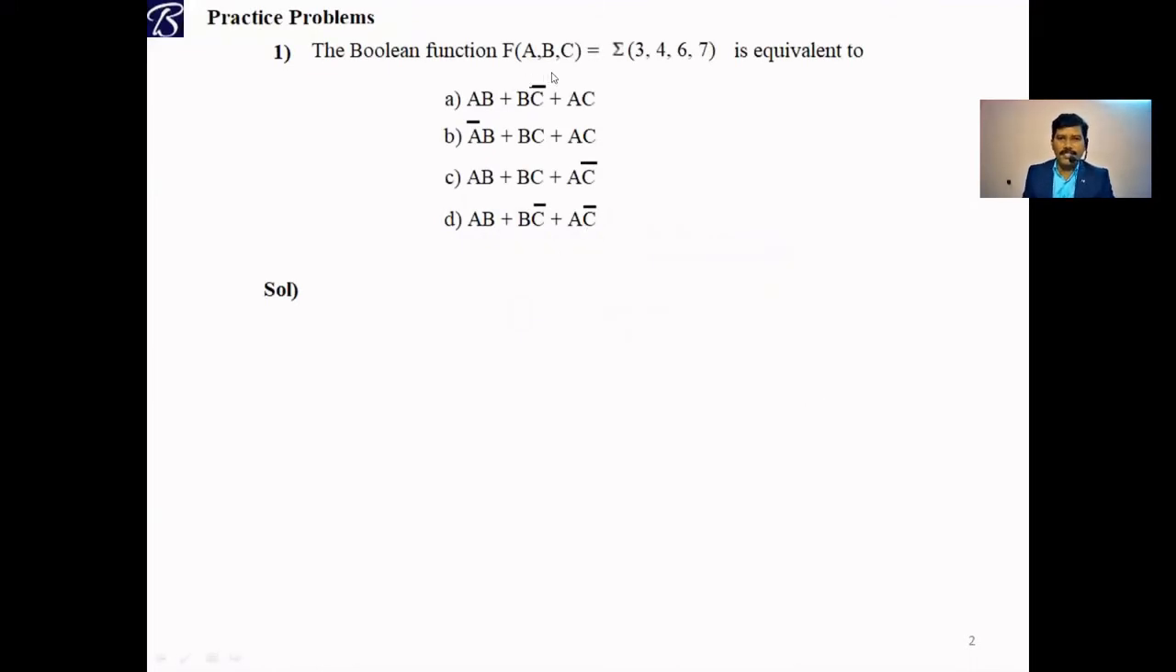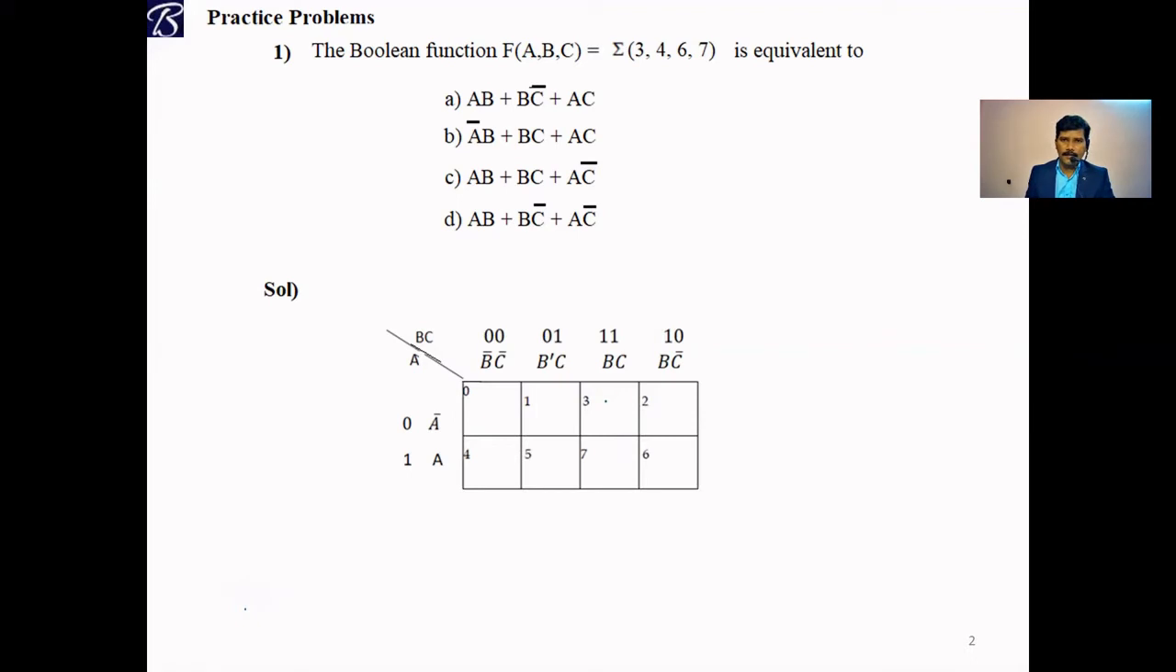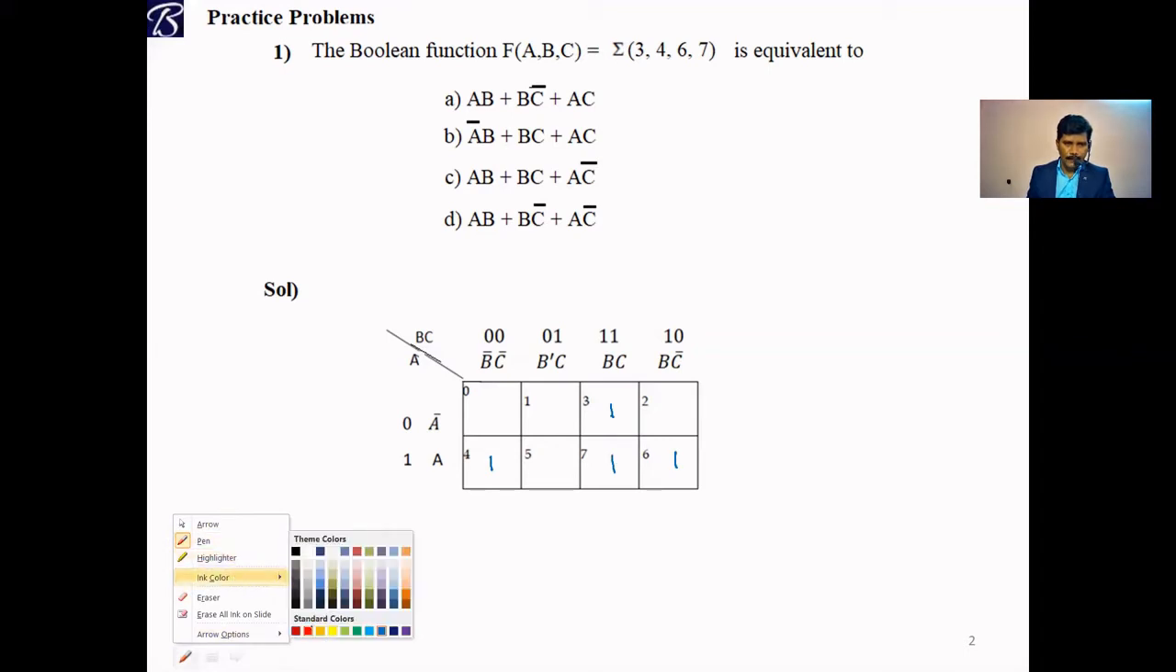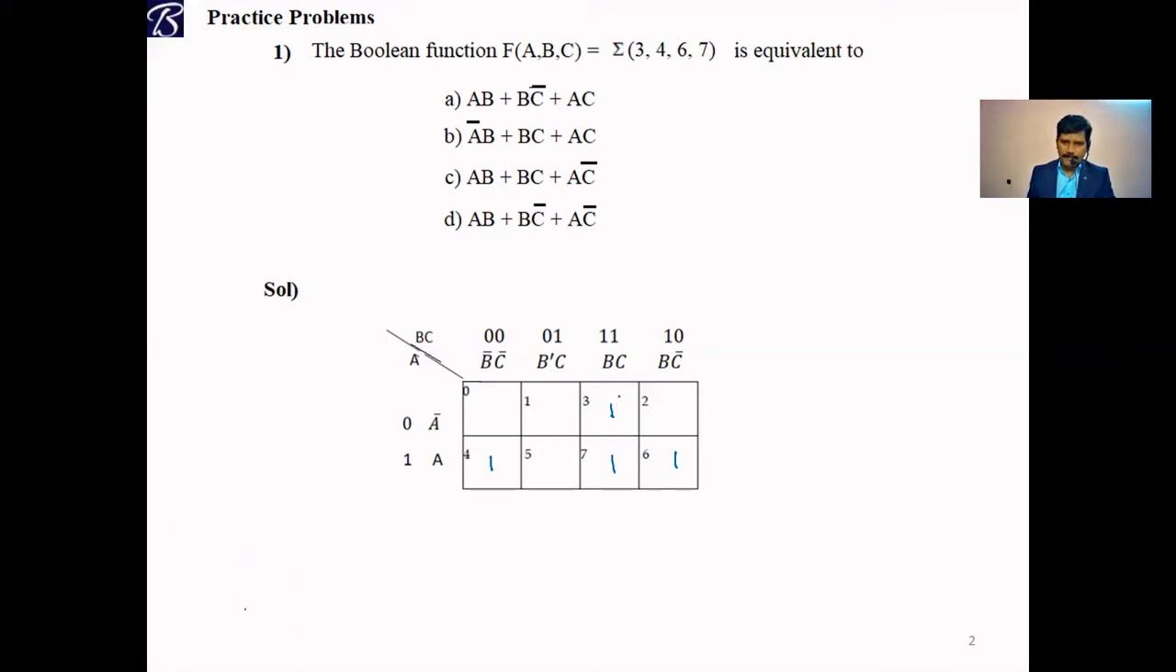A function consisting of three variables is given. We need to simplify this given function. Four minterms are given: 3, 4, 6, 7. Now we need to minimize this. Consider this one, this is one pair, and consider this one.